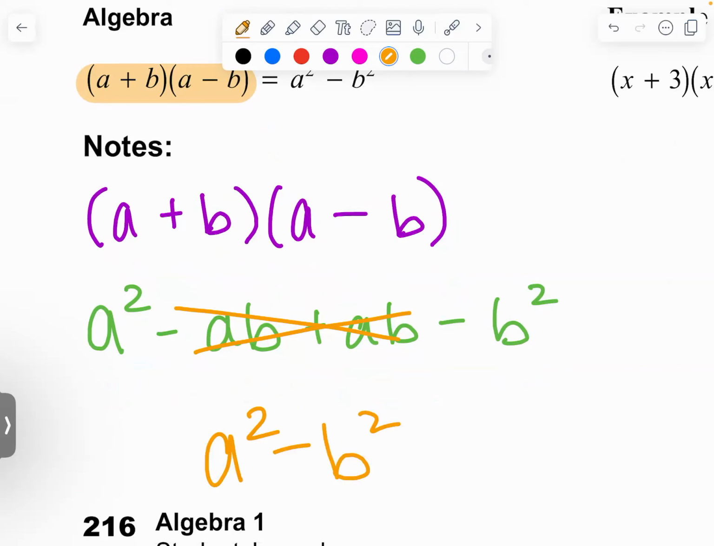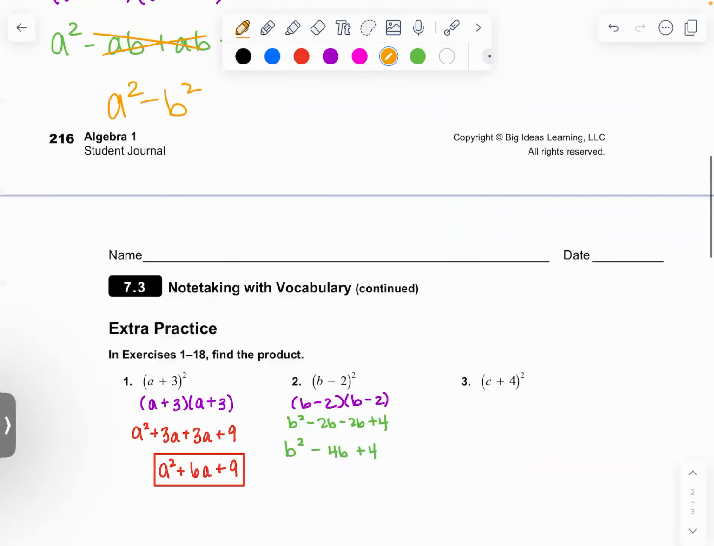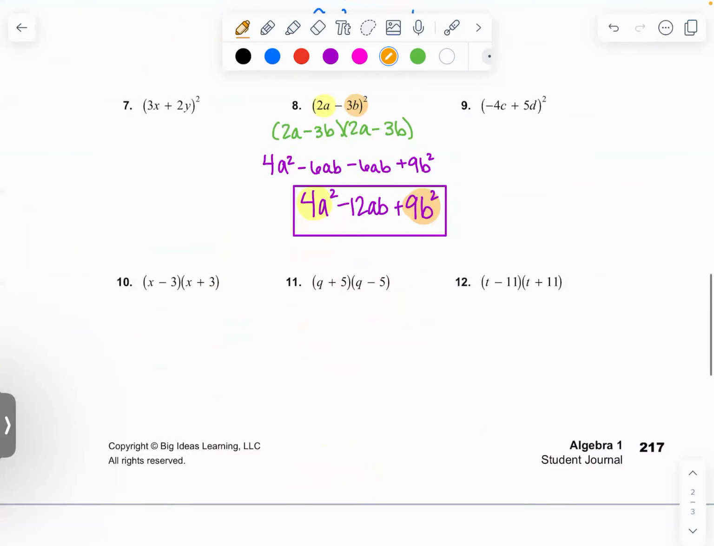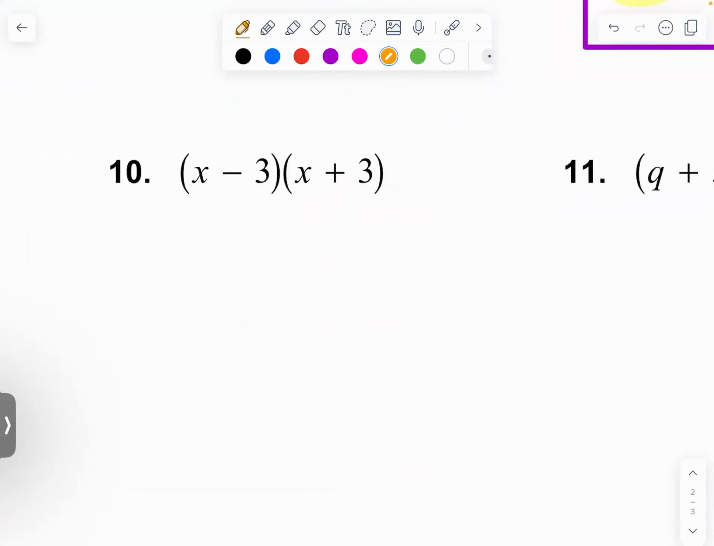Now, I do not mind if you use this pattern as a shortcut. But if you don't remember the shortcut, when you FOIL it out, this is going to happen every time. Every time you have a plus b, a minus b, when you multiply them, the middle terms are going to cancel out. So go back to that page we were on. We're going to look at number 10.